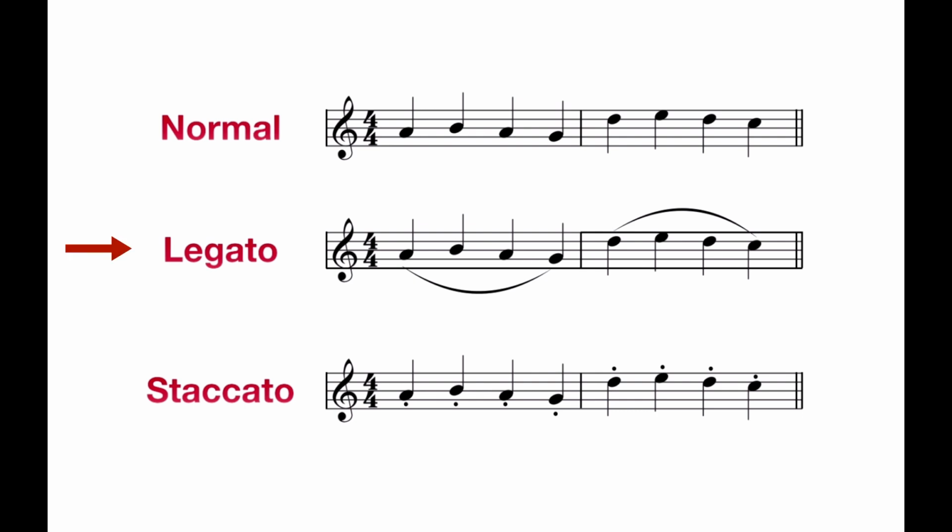If the piece of music has slurs on them, you'd need to play legato like this. And if the piece of music has the small dots that indicate staccato on them, it would sound like this.